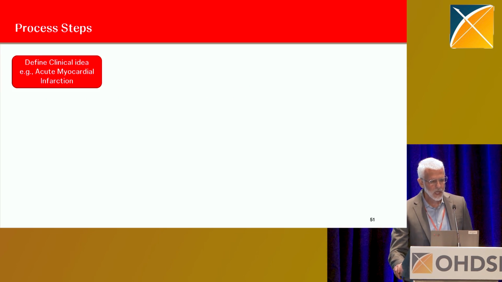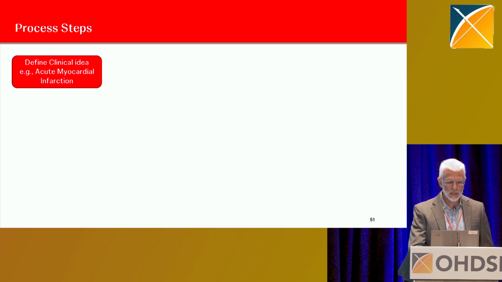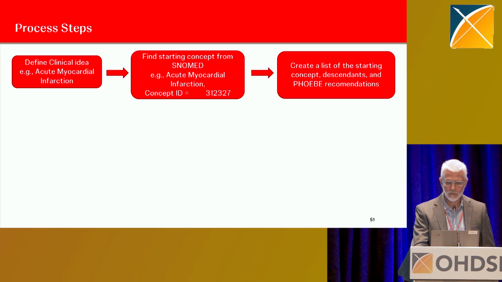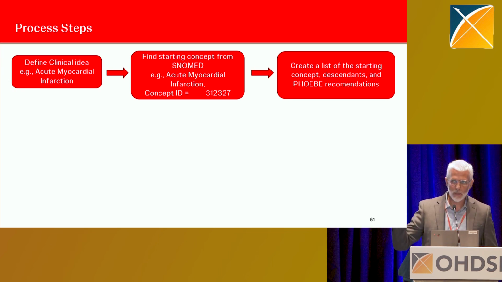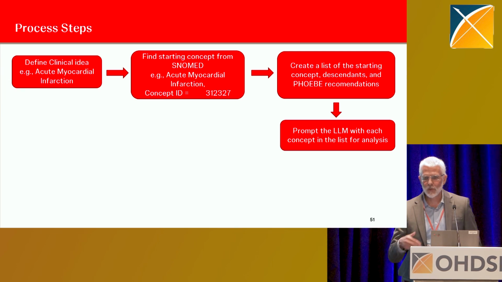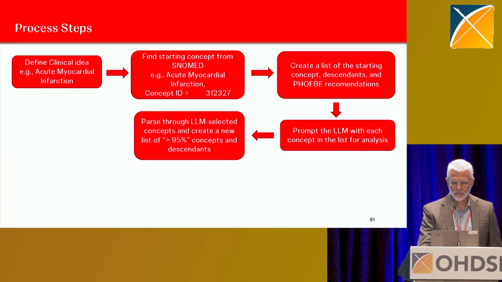Our process steps: first we define the clinical idea, for instance acute myocardial infarction. Then we get a starting concept from SNOMED. An appropriate concept ID for acute myocardial infarction is 312327. The important thing is then we create a list of the starting concept, the descendants, and all the Phoebe recommendations. If you remember in Atlas, there's a tab for recommendations. Phoebe gives a long list of recommendations for any included concept. So we create this whole list, and then we prompt the LLM with each of the concepts one at a time for it to do an analysis.